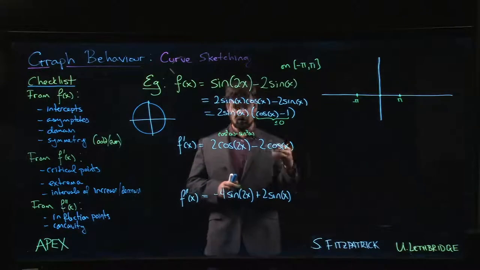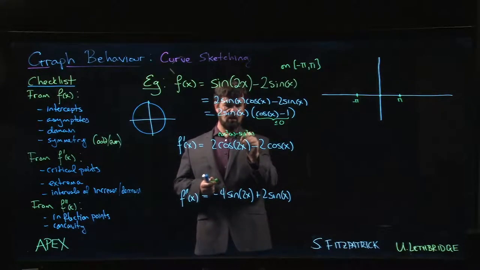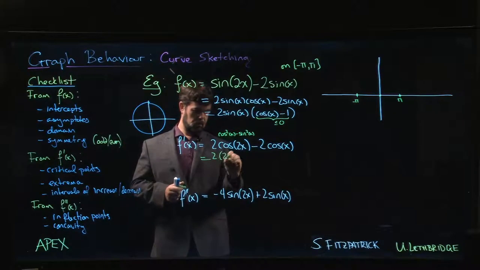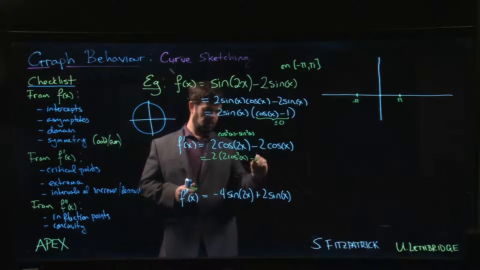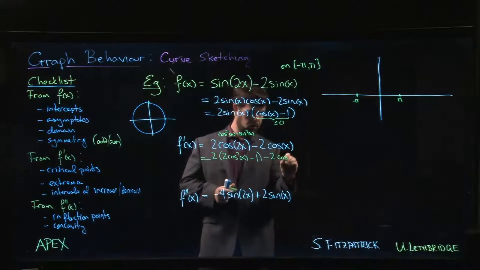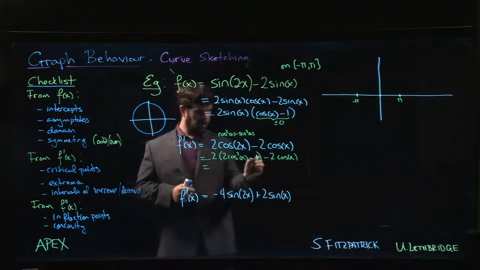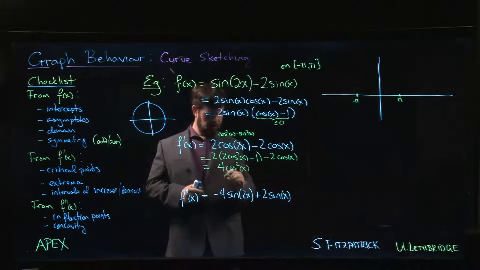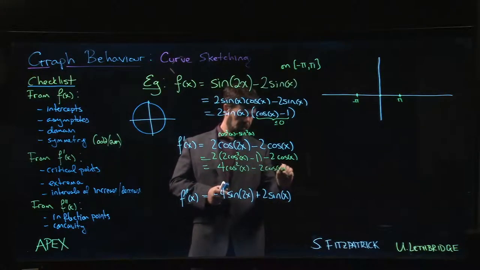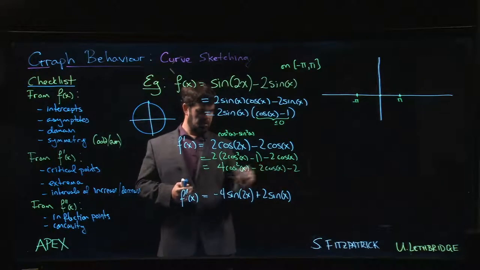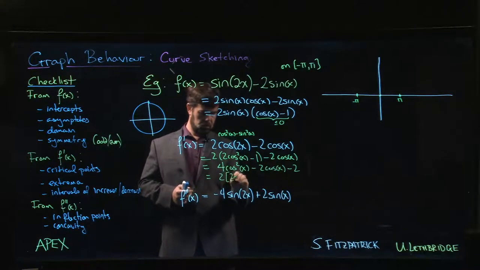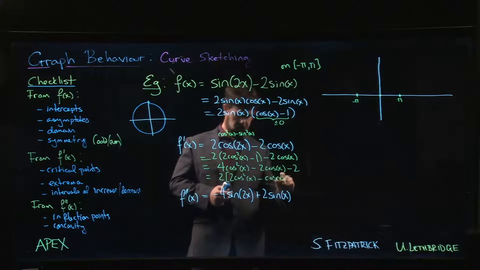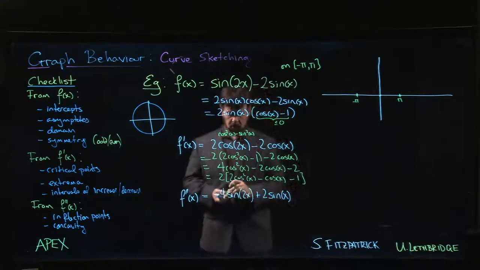But with this cos x term here, it's more convenient to have everything in terms of cos. So this sine squared we could write as 1 minus cos squared. We get 2 cos squared minus 1. So we have 2 times (2 cos squared minus 1) minus 2 cos x. So altogether, we have 4 cos squared x minus 2 cos x minus 2. Or if you don't like having all those 2s, 2 times (2 cos squared x minus cos x minus 1).